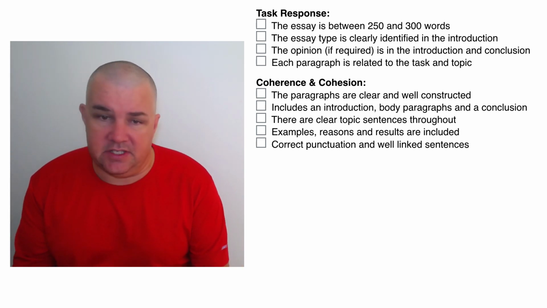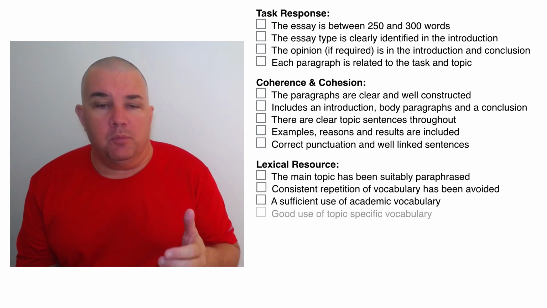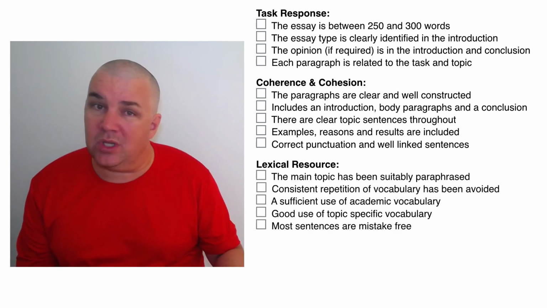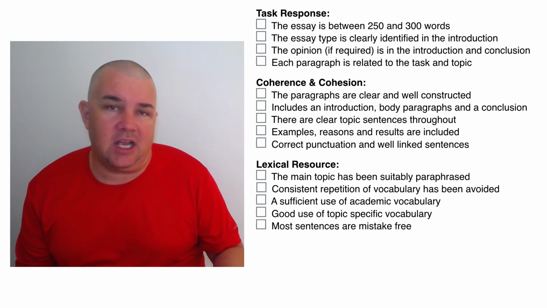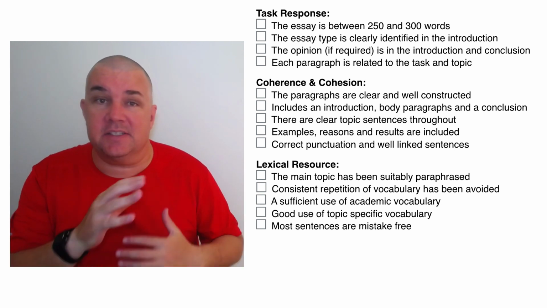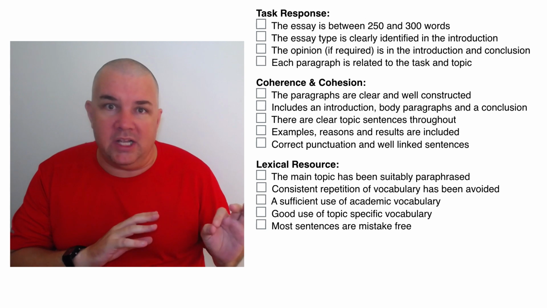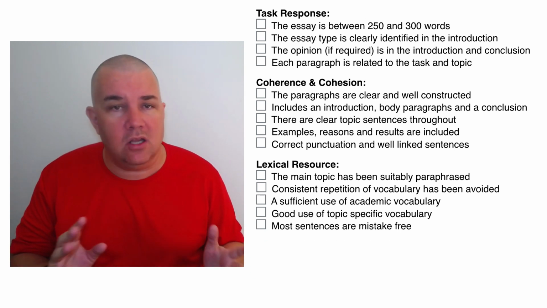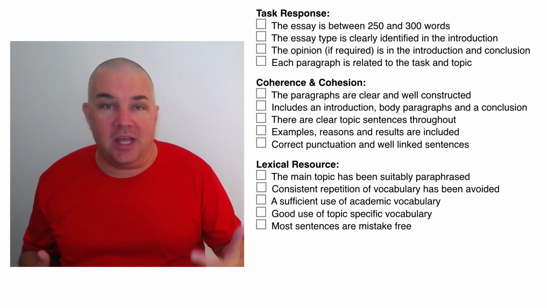The next criteria is vocabulary, or lexical resource. Paraphrase the main topic. You can use words from the main topic. Sometimes there can't be a synonym for it, but most of the time you can paraphrase it, say the same thing in a different way. You don't have to just do it once and then, oh, I can't mention that word again. No, you can say the same word more than once in the essay, but have a variety.